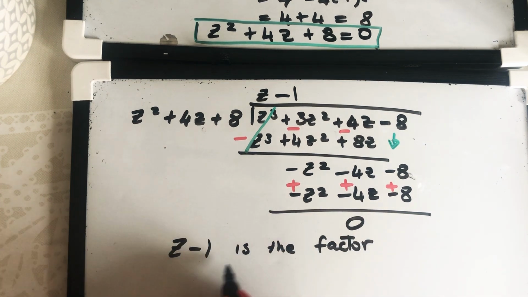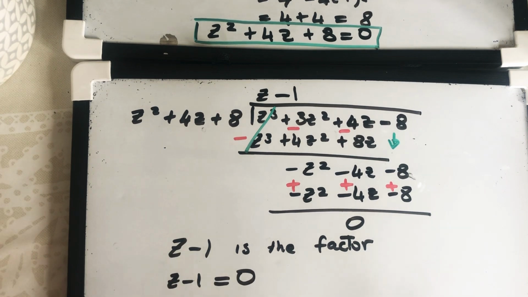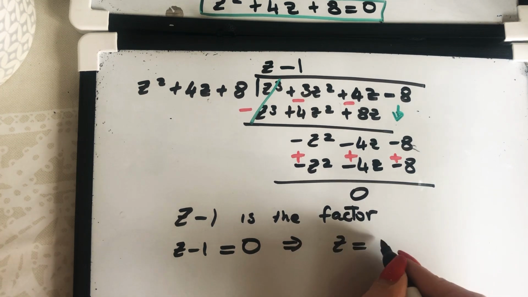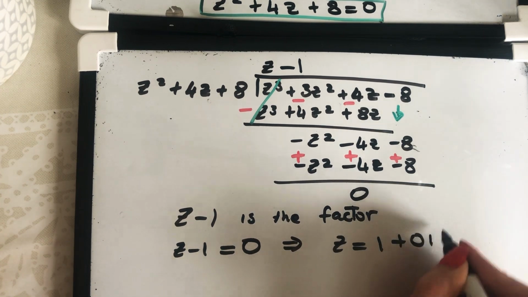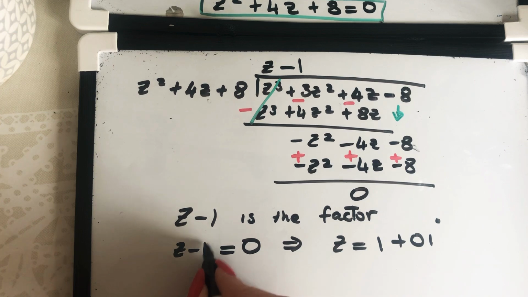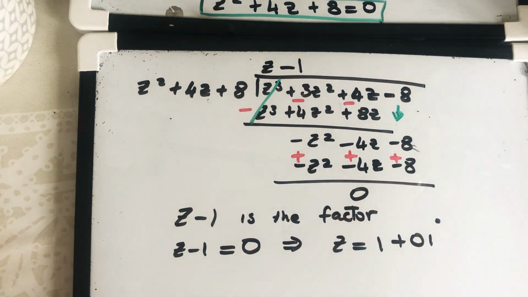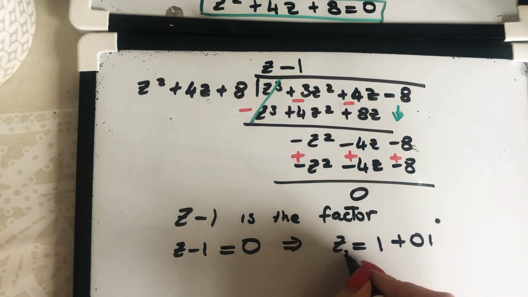So we're going to transform this into a root. Let's equal it to 0 and solve. It implies that z is equal to 1 plus 0i. When you bring over the negative 1, it comes positive like over here. So this is our third root, which we have called z3.